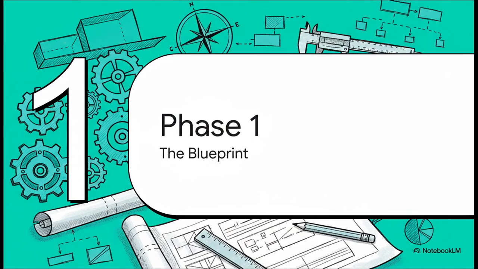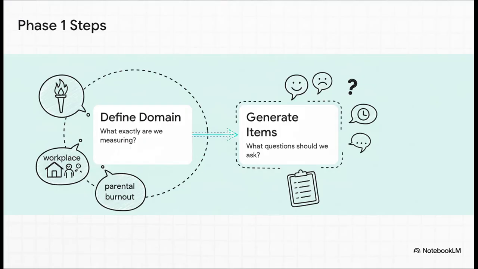So this whole thing is basically broken down into 3 big phases. First up, phase 1, the blueprint. And just like building a house or a complex machine, you absolutely cannot start without a solid, detailed plan. Okay, so this blueprint phase, it's got 2 main jobs. First, you have to define your domain with extreme clarity. For instance, are you measuring burnout in general, or are you measuring burnout specifically for emergency room nurses? Those are 2 very different things.